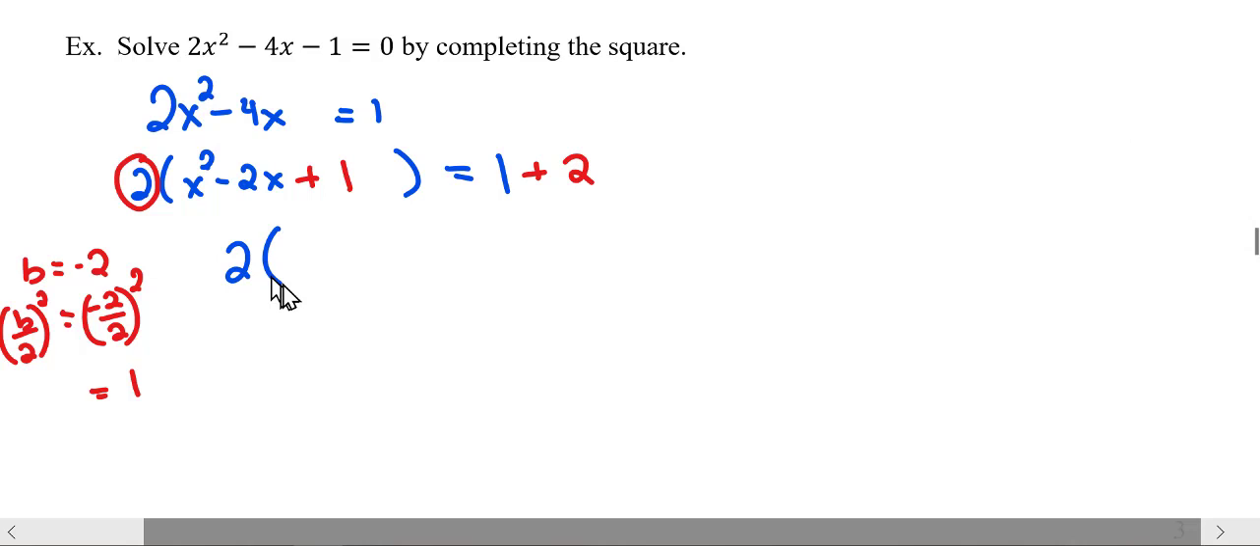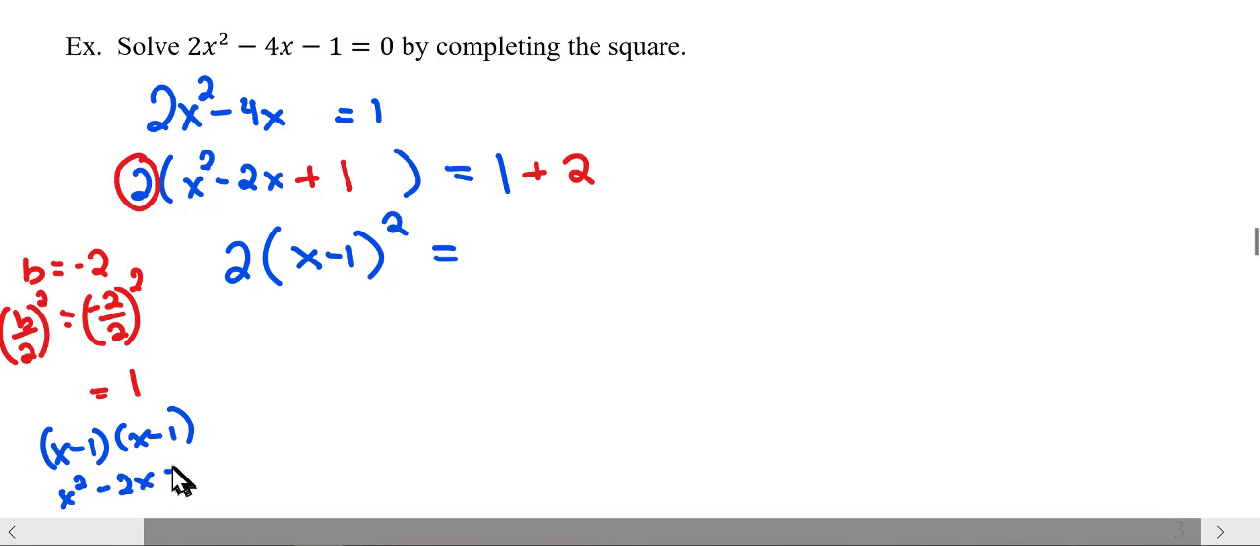All right. The 2 is still hanging out there. X squared minus 2x plus 1 factors into x minus 1 quantity squared. Think about if you had x minus 1 times x minus 1. Foiling or distributing that out would give you x squared minus 2x plus 1, which is exactly what you have inside the parentheses on that second line there. And we are equal to 3, 1 plus 2.